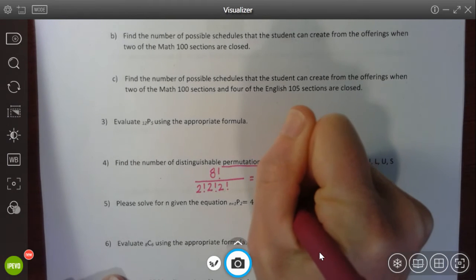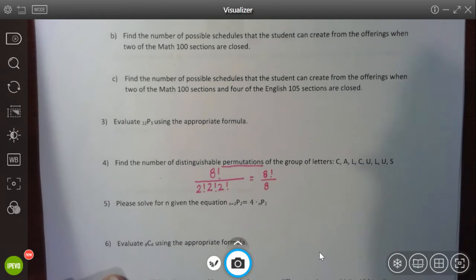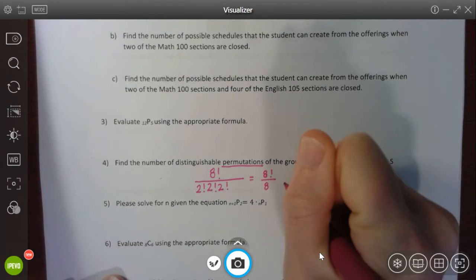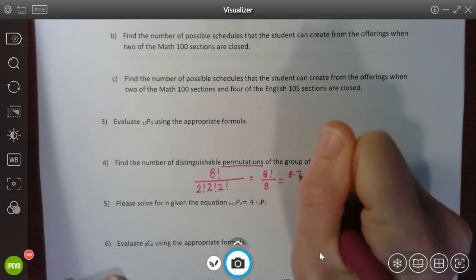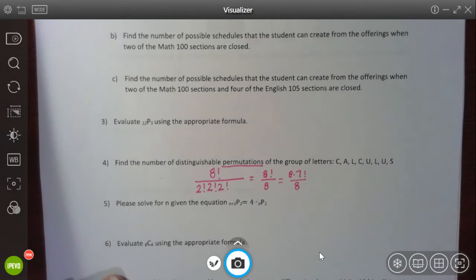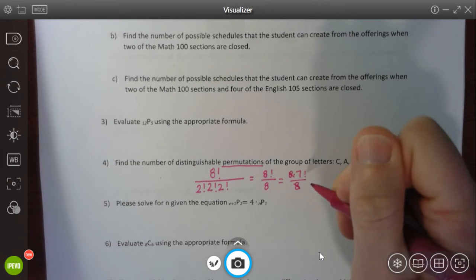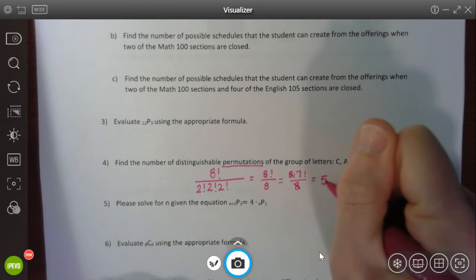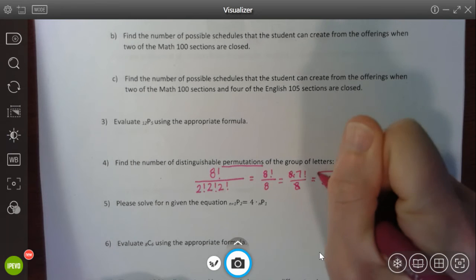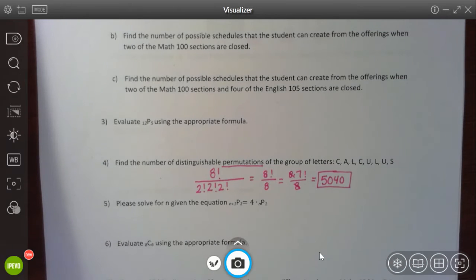So in the end, I'm going to end up with 8 factorial divided by 8. And if I think about how that expands, that would be 8 times 7 factorial divided by 8. And that would cancel that out. And so my answer would be 7 factorial, which is just 5,040. So there are 5,040 different ways that we could shuffle the letters of calculus and spell different words.